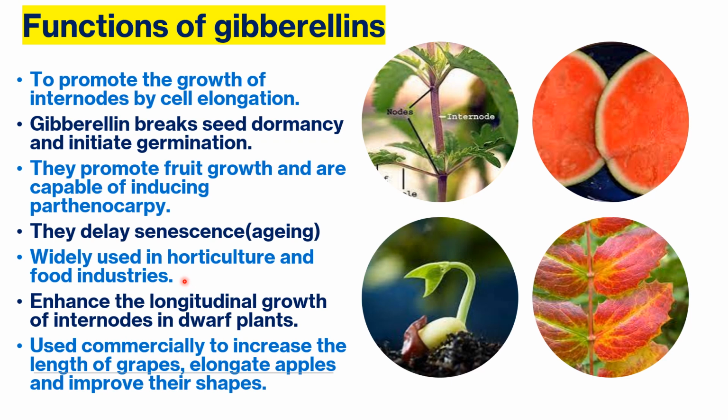We already discussed that gibberellic acid is used to speed up the malting process in the brewing industry, right? Then the next point, enhance the longitudinal growth of internodes in dwarf plants. Longitudinal growth will be enhanced due to the presence of gibberellins, which we can see mainly in dwarf plants. The next point, used commercially to increase the length of grapes, elongate apples and improve their shapes. These are the main functions of gibberellins.